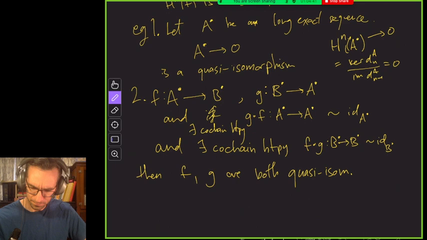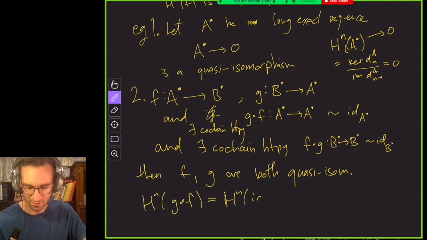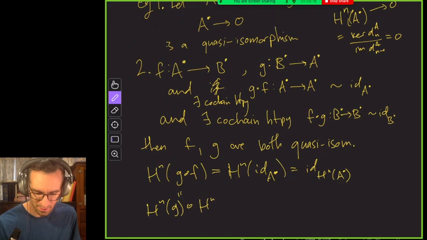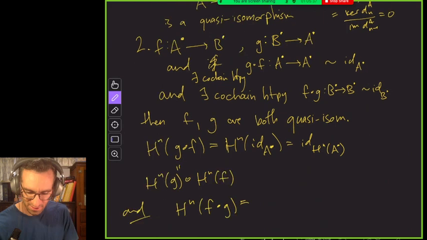Why are these both quasi-isomorphisms? That's because when I pass to cohomology, H n of G compose F is equal to, well, it's H n of the identity of A, but H n is a functor, and so this is the identity of H n of A bullet. But also H n is a functor, so this is H n G compose H n F. Right, so now we get to see the power of functoriality, and we have H n F compose G. So up until now, it might have been like, well, sure, functor is a thing, but now we start to use the axioms plus this little result. So this is the identity of B.